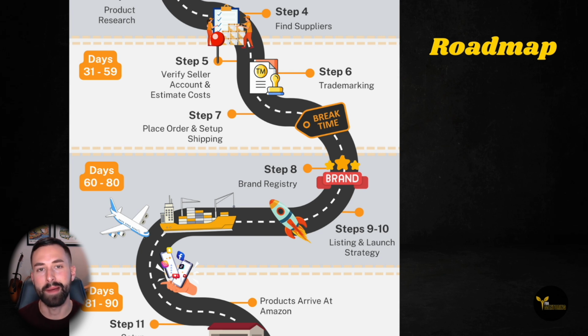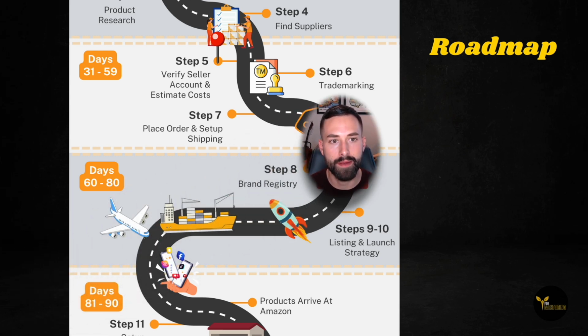All right, so now we have step 5, and that is to verify your seller account if you haven't done so already, and to estimate your cost. What I mean by cost, this will be your overall profit margin is what we're trying to figure out. That way we can compare all of our quotes that we received from our 1 to 3 suppliers or more.